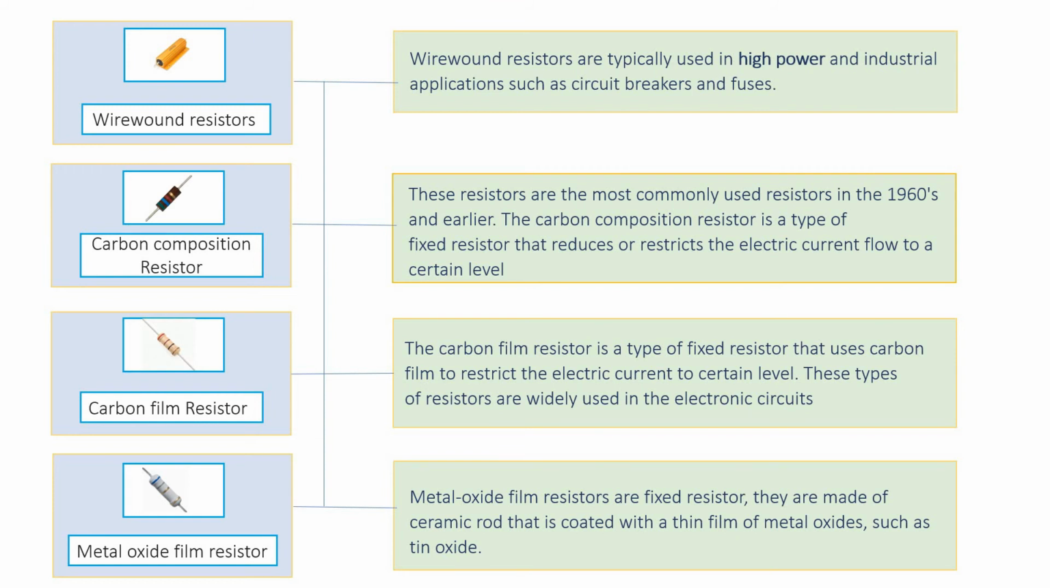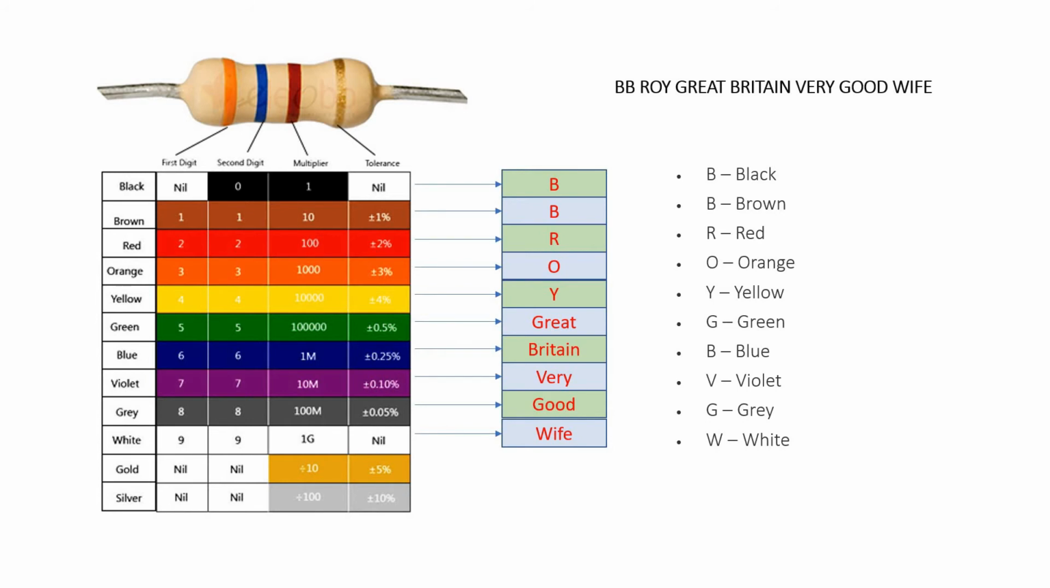Metal oxide film resistors are fixed resistors. They are made up of a ceramic rod that is coated with a thin film of metal oxide, such as tin oxide. Here we can see the chart of the resistor color code. We can understand the value of a resistor using the color code on it. The first band gives the first value of the resistor, and the second band gives the second value, and the third band indicates the multiplication factor, and the fourth band gives the tolerance of the resistor.